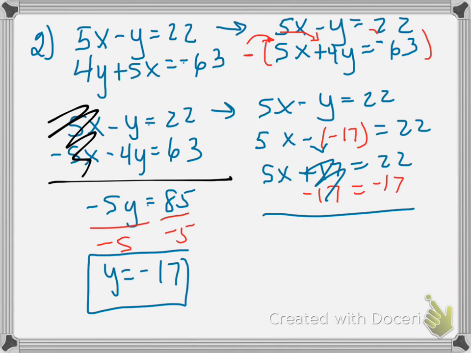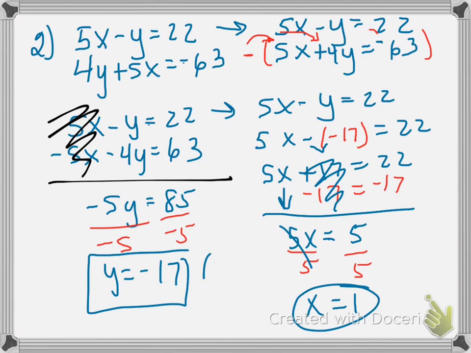Now this becomes a zero pair, and we bring down our 5x. And 22 minus 17 is 5. Divide both sides by 5, and now you should see that x equals 1. And again, my ordered pair is 1 and negative 17. This is where our two lines intersect.